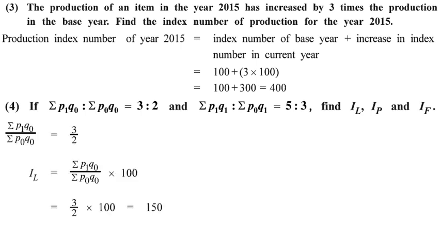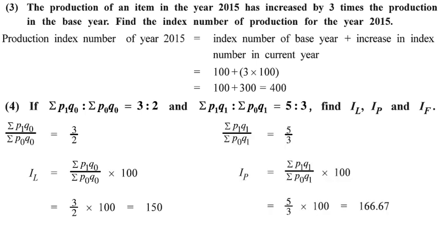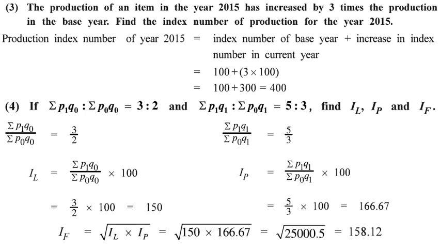We will start with the Laspeyres. The Laspeyres formula is P1 Q0 upon P0 Q0 into 100. P1 Q0 upon P0 Q0 is 3 upon 2, that we can see from the question, into 100 is 150. Similarly, from the second ratio given in the question, we can calculate Paasche's formula, that is P1 Q1 upon P0 Q1 into 100, 5 upon 3 into 100, 166.67. And once we get the Laspeyres and Paasche values, we can calculate Fisher's value, that is IF is equal to the square root of IL into IP. 150 into 166.67 is 25000.5, square root is 158.12.